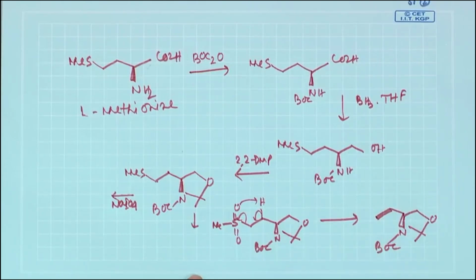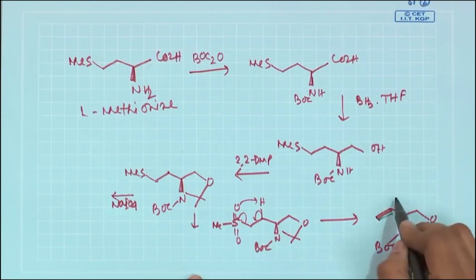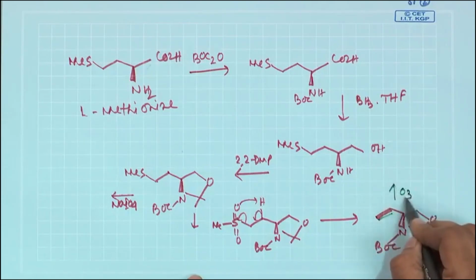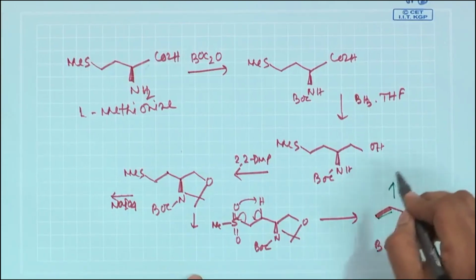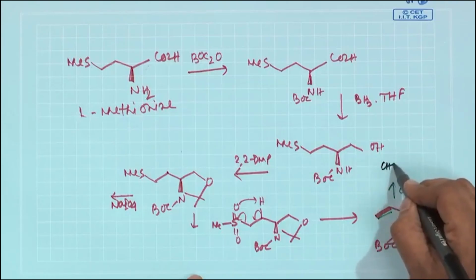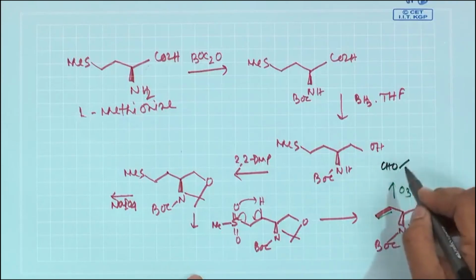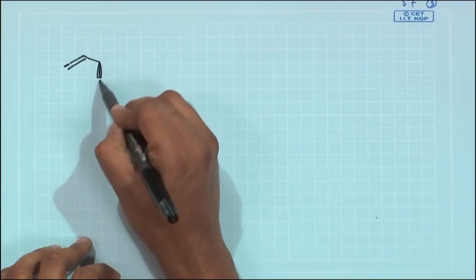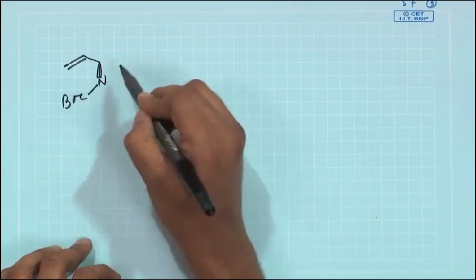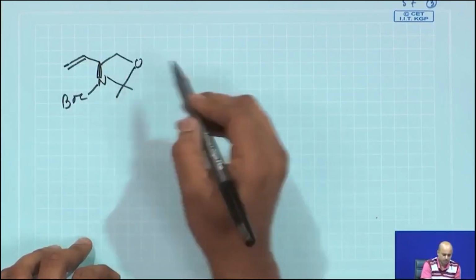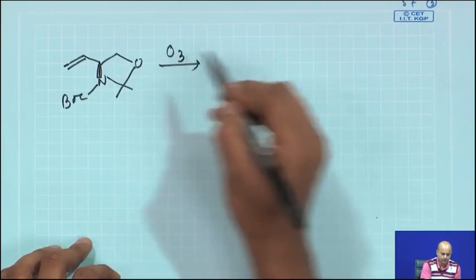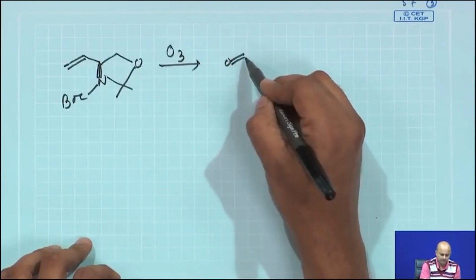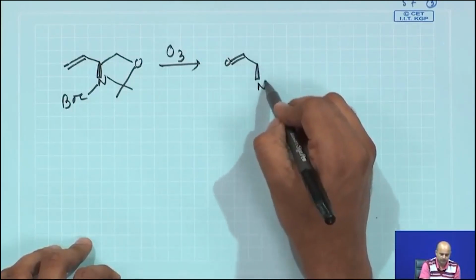Now, this double bond you can easily chop through ozonolysis or oxidative cleavage. If you do this ozonolysis, you will basically get CHO at this end. Okay, we will write it on a separate page to have a better view. So, you have a compound like this in Boc. Now, what do we do? We just do an ozonolysis. So, basically we have this compound in Boc.